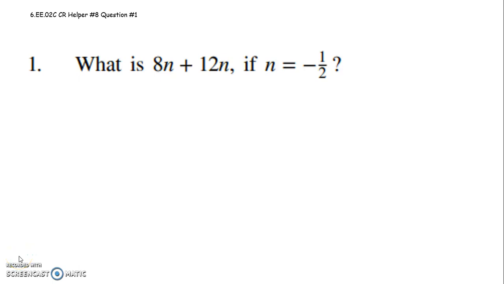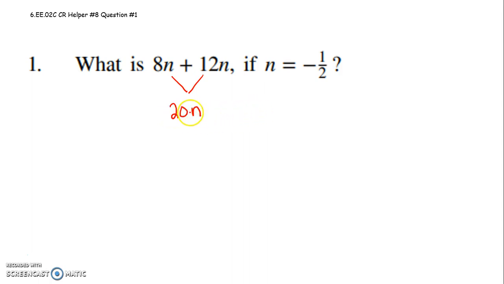All right, 7th graders, this is to help you with question 1 on CR8. It says, what is 8n plus 12n if n is negative 1/2? All right, we could go about this 2 ways. We could first simplify 8n plus 12n. What's 8n plus 12n? Well, that's 20n.